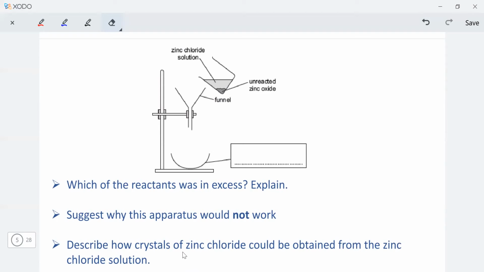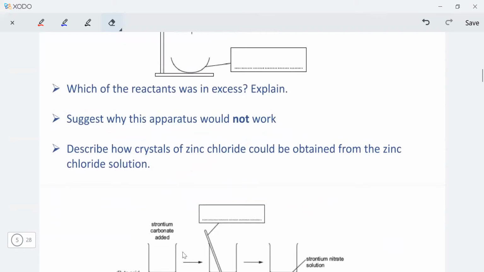Then leave to cool, then filter, then dry between filter papers. Let me repeat, you're going to heat till crystallization point, then leave to cool, then you're going to filter your crystals and dry between filter papers. It's going to ask you, why don't you heat in an oven? The answer would be to avoid loss of water of crystallization.